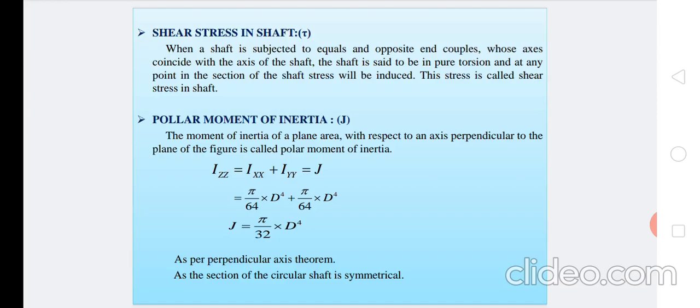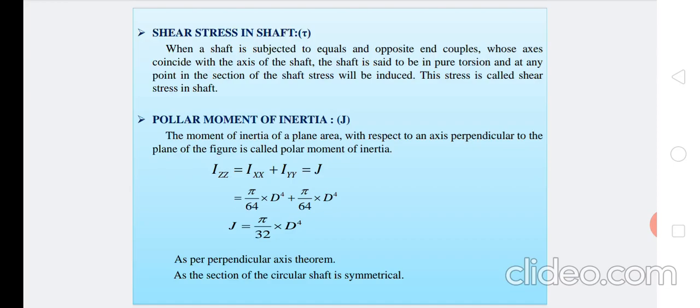What is pure torsion? A member is said to be in pure torsion when its cross section is subjected to only torsional moments or torque and is not accompanied by axial forces and bending moment. And at any other point in the section of the shaft, stress will be induced. This stress is called shear stress of the shaft. That means there must be equal and opposite end couples generated.